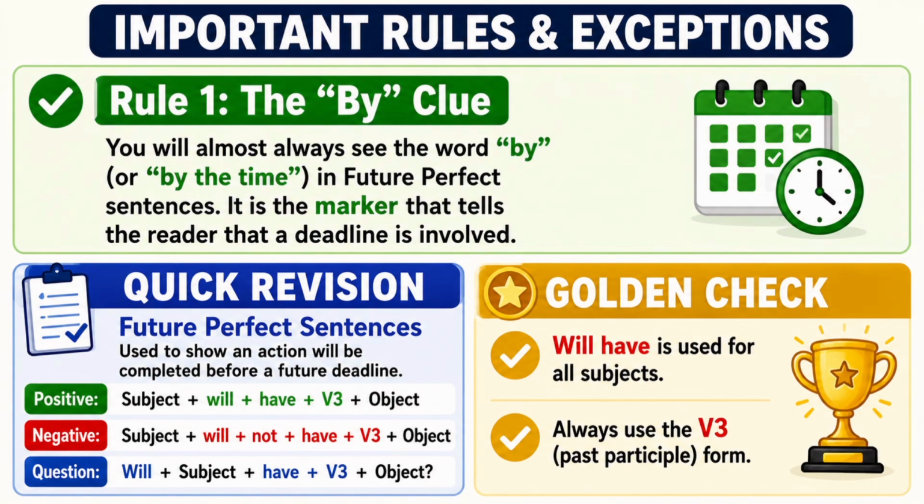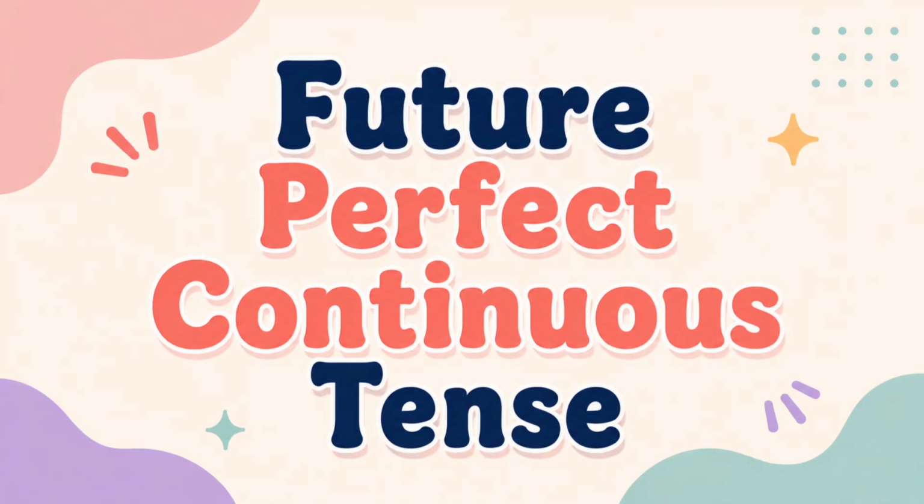Finally, remember these two golden points. Will have is used with all subjects, and after will have, always use the V3 or past participle form of the verb. Now let's move on to the last tense, the future perfect continuous tense.